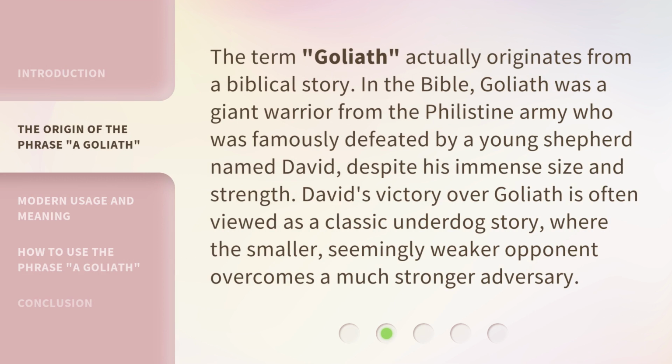The term, Goliath, actually originates from a biblical story. In the Bible, Goliath was a giant warrior from the Philistine army who was famously defeated by a young shepherd named David, despite his immense size and strength. David's victory over Goliath is often viewed as a classic underdog story, where the smaller, seemingly weaker opponent overcomes a much stronger adversary.